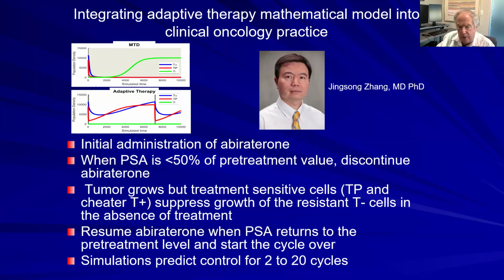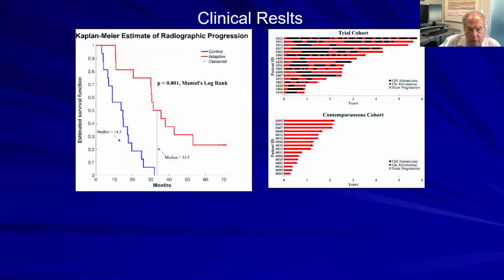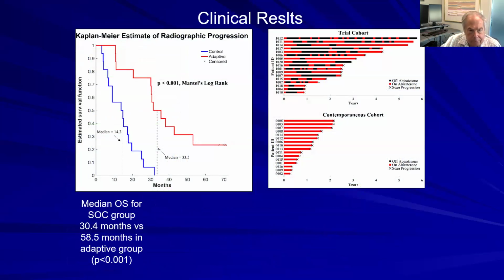So the abiraterone, this is a single therapy in prostate cancer that's castrate resistant. Abiraterone is given when the PSA falls to below 50% of the pre-treatment value. Abiraterone is discontinued and then started again only when the PSA returns to the initial pre-treatment value. This is the result of this trial, which is completed. You can see on the left here that this is the Kaplan-Meier curve. The median time to progression was increased by about 19 months. Overall survival was increased by about 28 months.